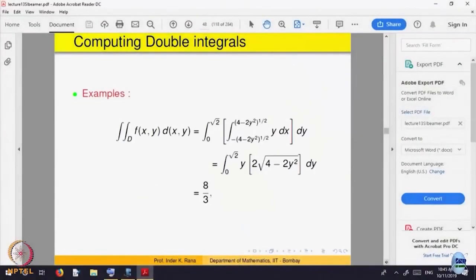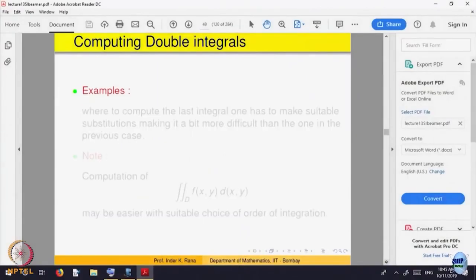So these are all simple examples: type 1, type 2, disk and all that kind of thing. For type 2, I should discuss something more. Given the domain, you have to decide whether you want to write it as type 1 or type 2. It may or may not be possible to write every domain as type 1 or type 2. You have to see which is possible and accordingly use Fubini's theorem. So we have seen examples of those domains.